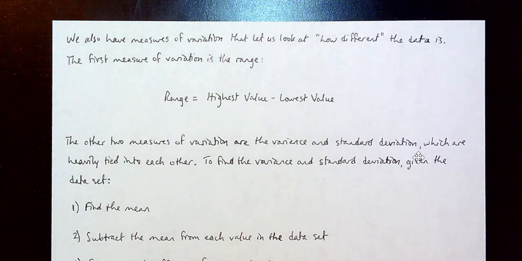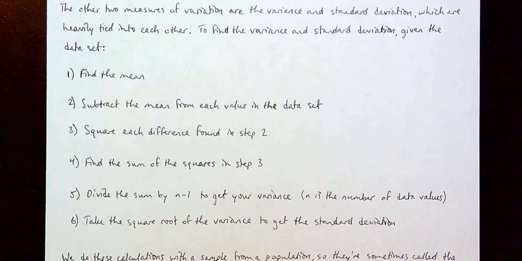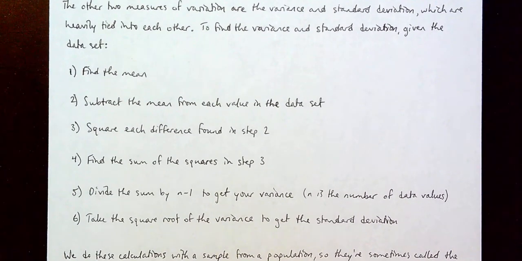That's all that is. The other two measures of variation are the variance and the standard deviation, and these are heavily tied into each other. To find the variance and the standard deviation for a given data set, here's what we do. Here's the 6-step process. The first thing you're going to do is find the mean of the set of data that you're handed. Once you find the mean, you're going to subtract the mean from each value in your set of data.